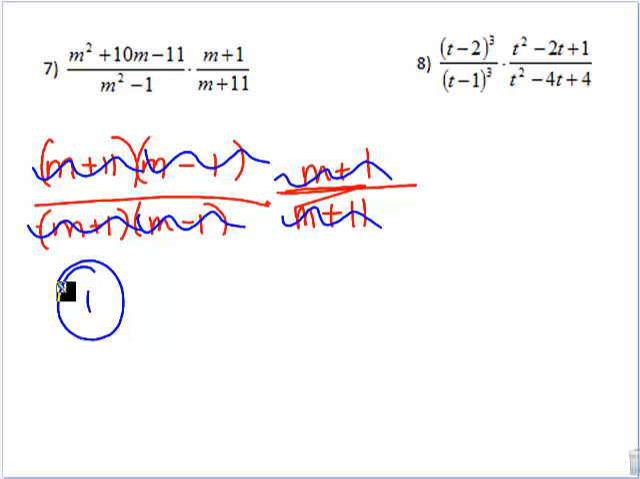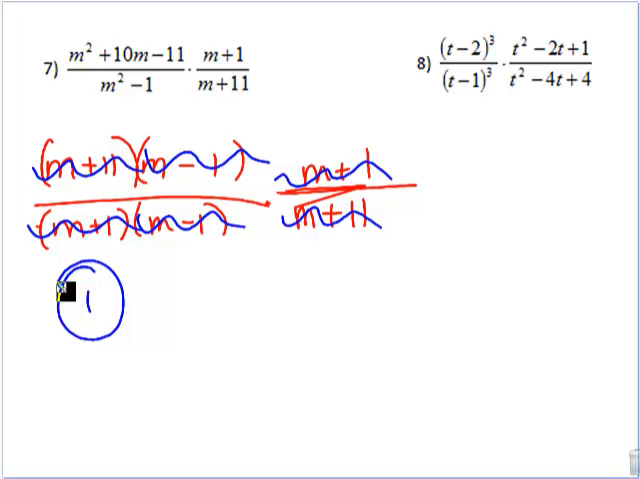Okay, let's look at another one that also involves a little bit more factoring. Number 8, we have t minus 2 cubed over t minus 1 cubed times t squared minus 2t plus 1 all over t squared minus 4t plus 4. When we see the t minus 2 cubed and the t minus 1 cubed, remember that's just that term written 3 separate times. Okay, but let's look and see what we can factor. Can you put like negative 1 on the bottom of those? No, because they're cubed, so you have to write it out separately.